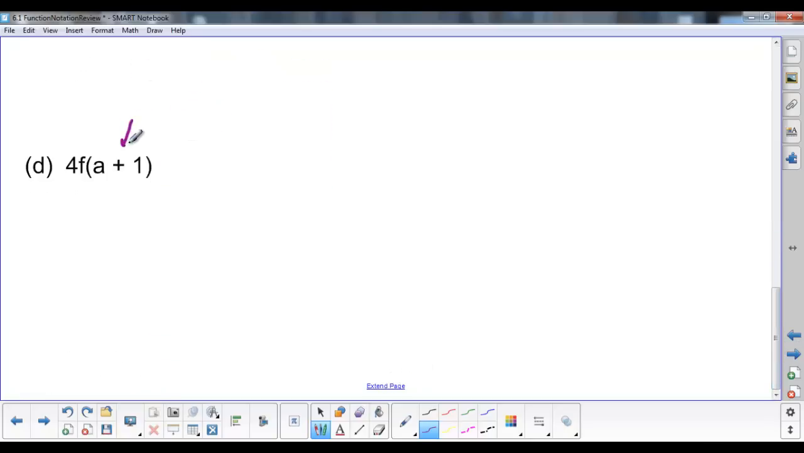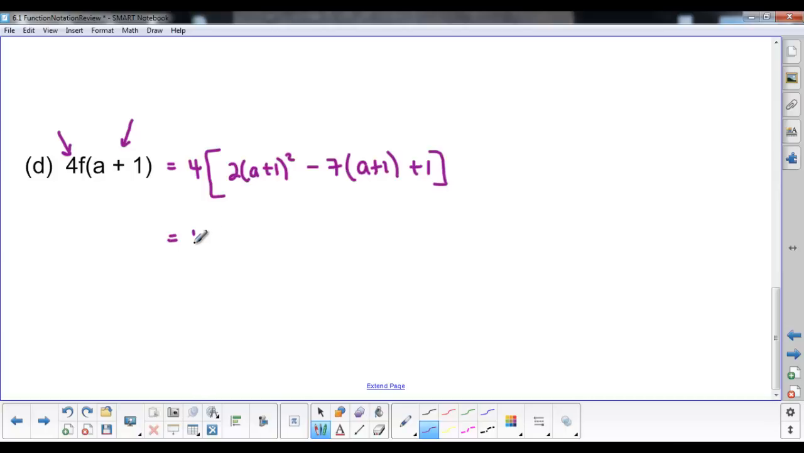So first we're going to replace every x with a plus 1. And then once we're done that, we're going to multiply the entire thing by 4. So what we're going to do is leave the 4 on the outside for now, and then we're going to replace all the x's with a plus 1. Again, the 4 will just go along for the ride for now, and we'll expand and simplify inside the brackets. So this actually becomes 2 times, we'll expand a plus 1, well that's a squared plus 2a plus 1, and then we can expand and simplify further.